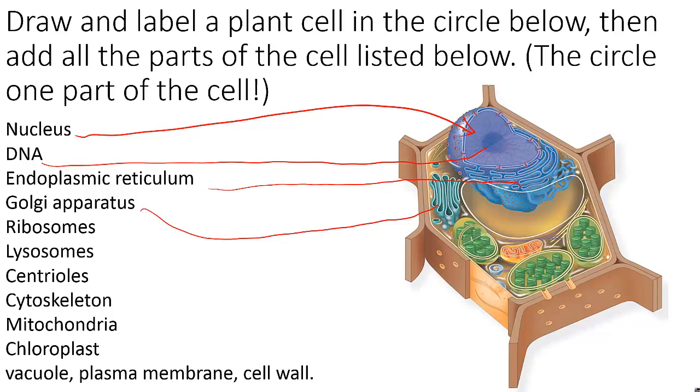Ribosomes are the little red dots on the endoplasmic reticulum. Lysosomes are these little circles right here. They help digest things. The centrioles are hiding actually in this picture. You can't really see them. So we're going to have to add them.